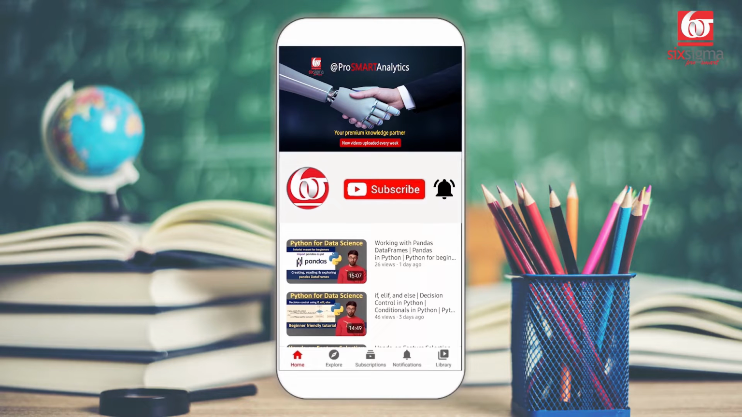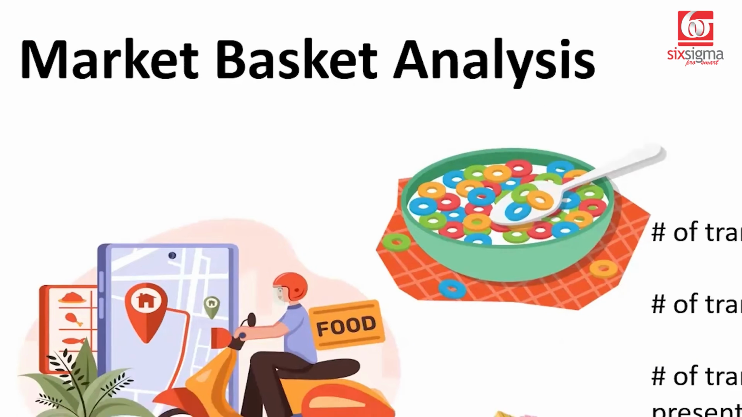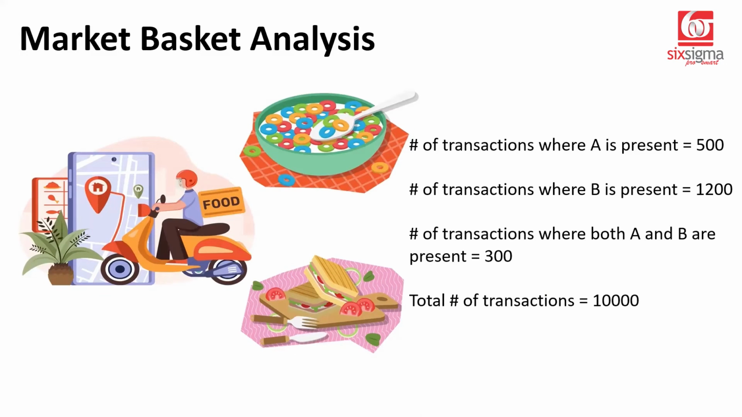Let's get started. All right, so far we discussed market basket analysis and we took a straightforward example where we talked about two items being ordered from a restaurant and how we could calculate their support and confidence. But the challenge comes when we try to scale it, because the restaurant might not be selling just these two items. They may have more items.